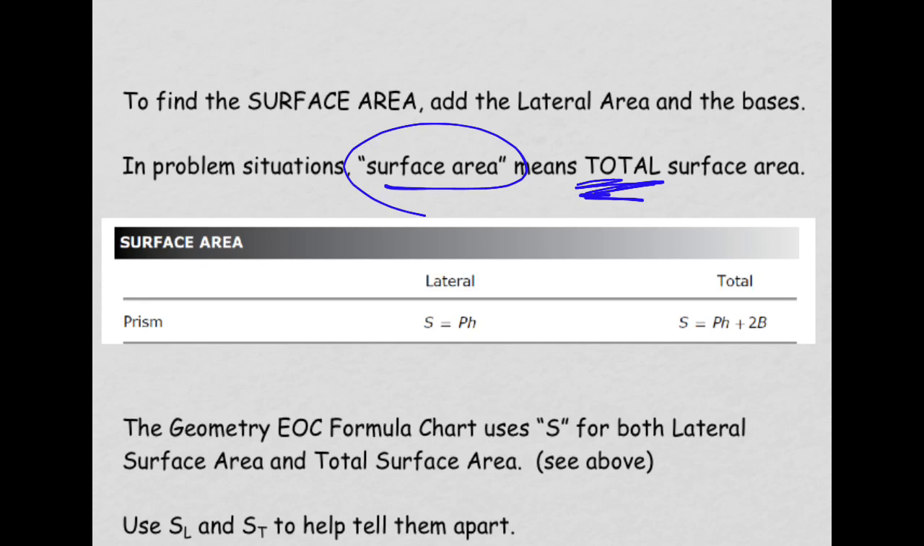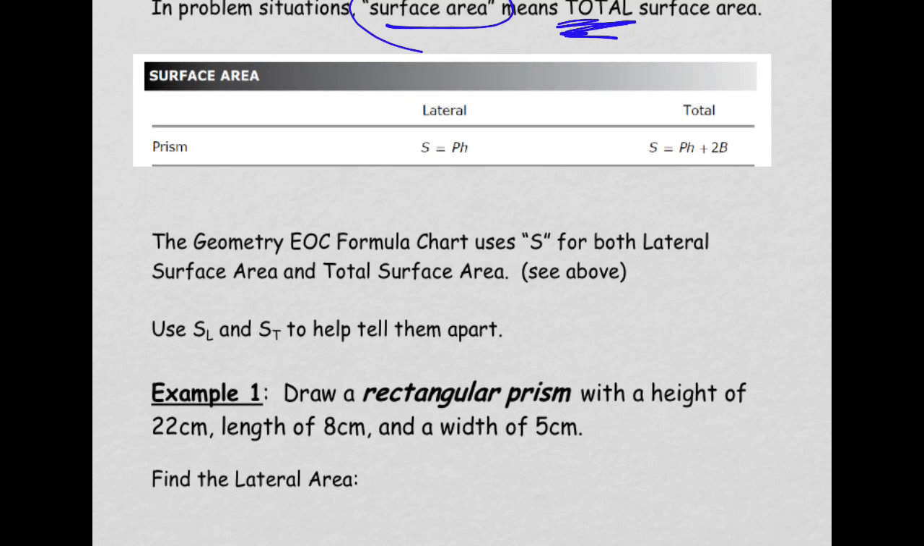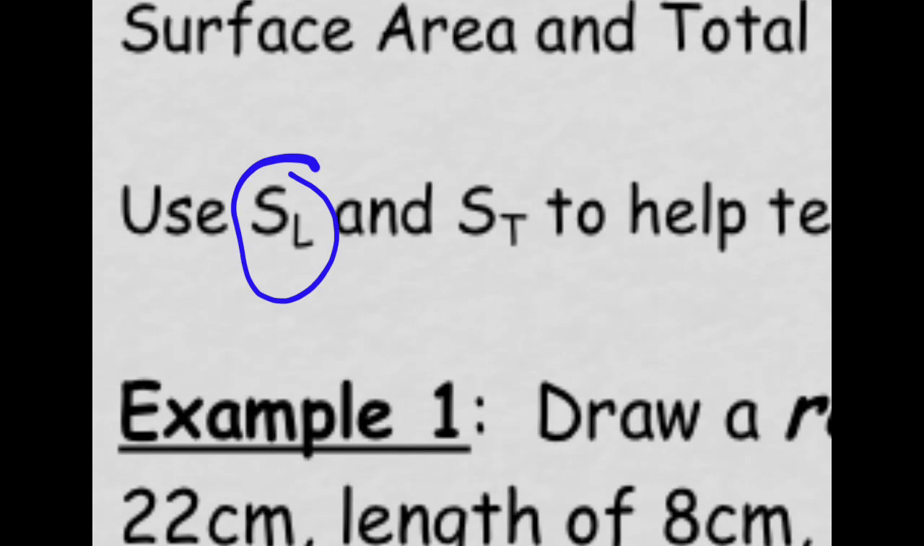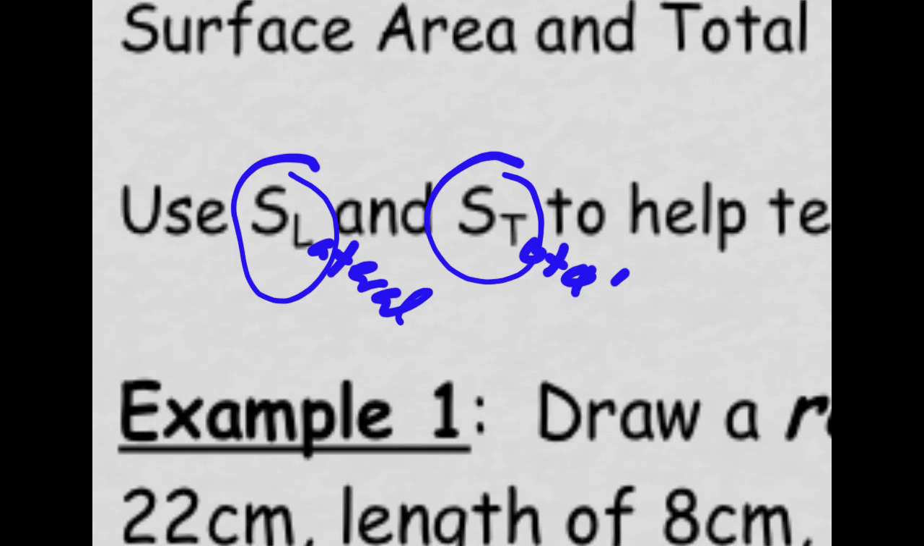All right, this is where it gets a little bit confusing. The geometry formula chart uses S for both lateral surface area and total surface area. So lateral surface area is S equals perimeter times height, and total surface area is S equals perimeter times height plus 2 times area of the base. So we're going to use SL and ST to tell them apart, where L just stands for lateral, and T just stands for total.